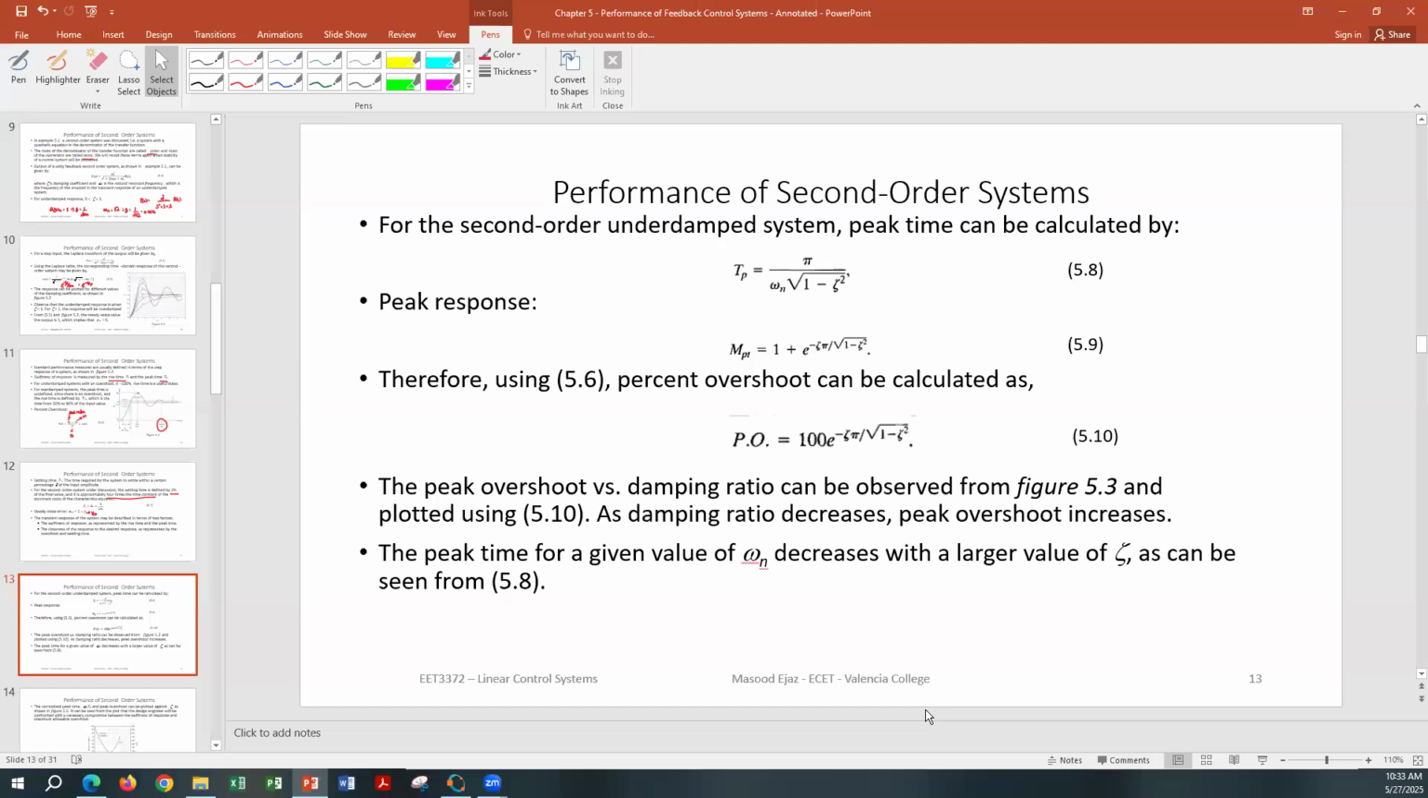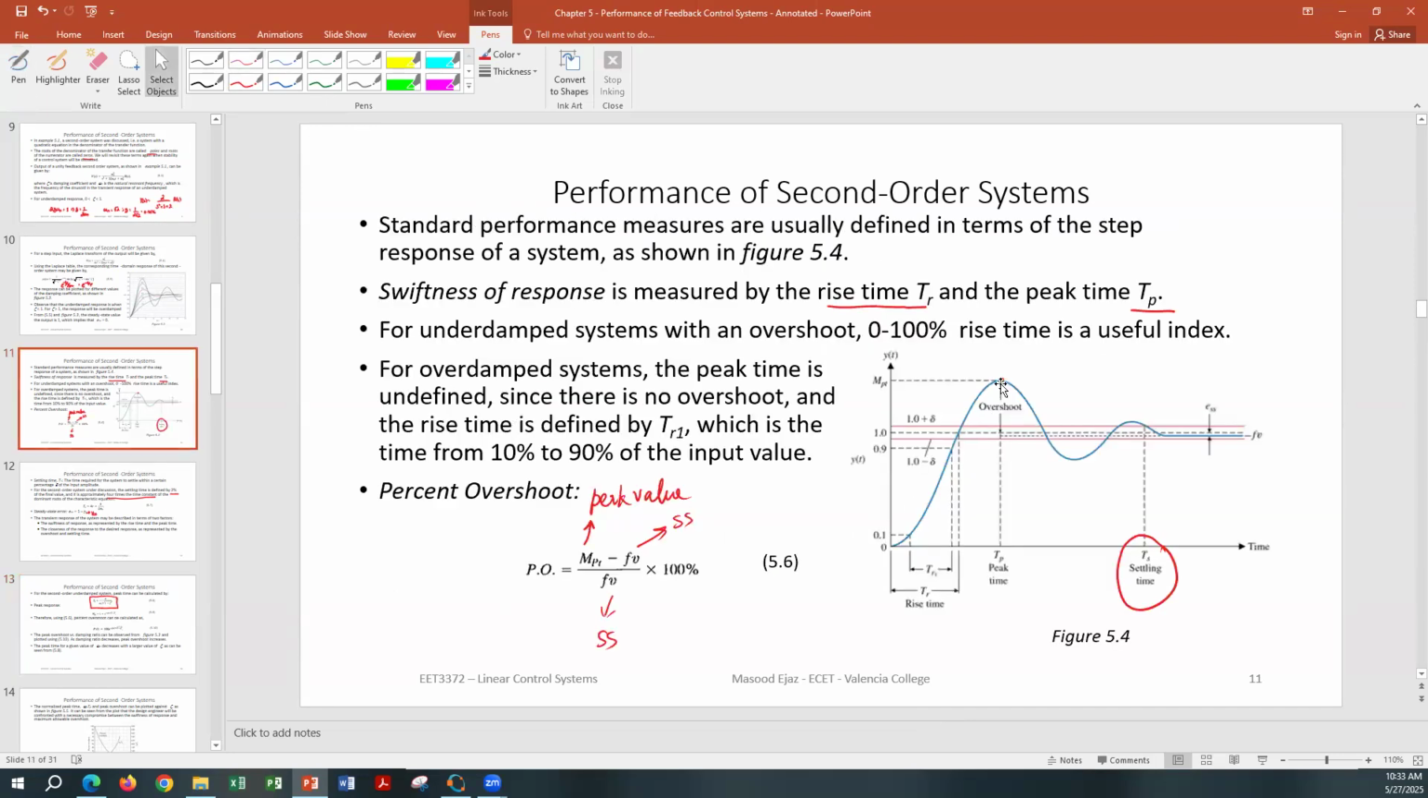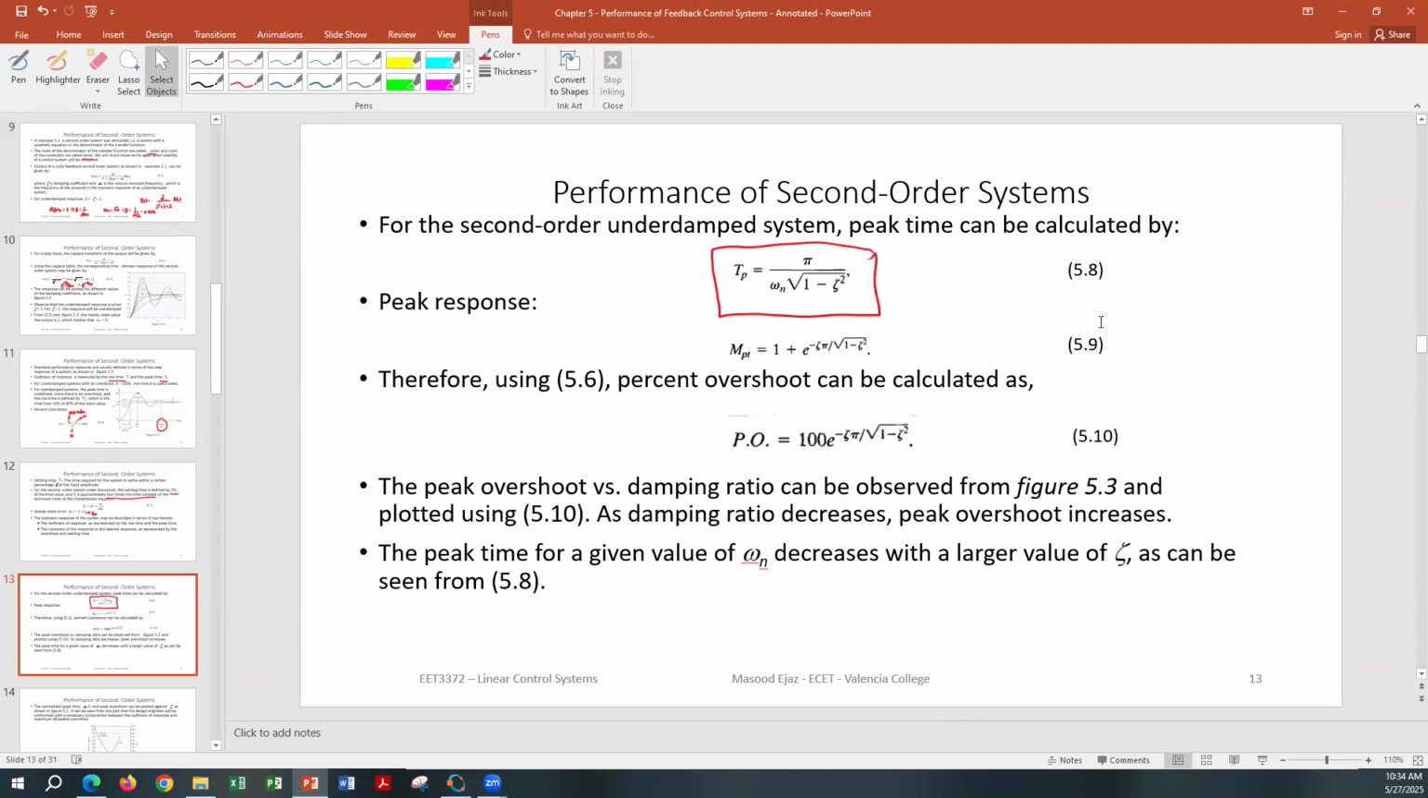For the second order underdamped system, peak time can be calculated by this expression. Again, we're not going into the derivation, but this is used to calculate the peak time. And of course, if you have plotted this curve, then you can always see with your cursor what is the corresponding value of x for the peak to occur, and that's the peak time right here, when the peak is going to happen. Mathematically, it can be calculated using this expression.